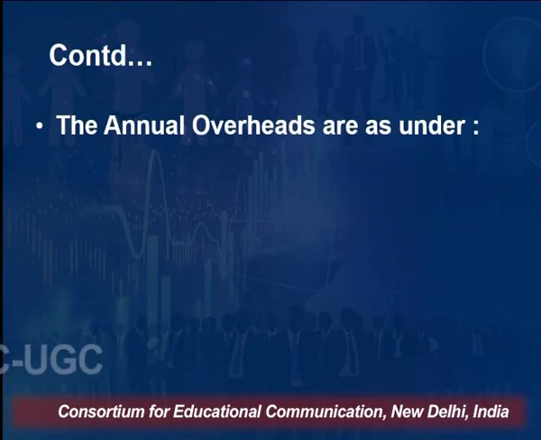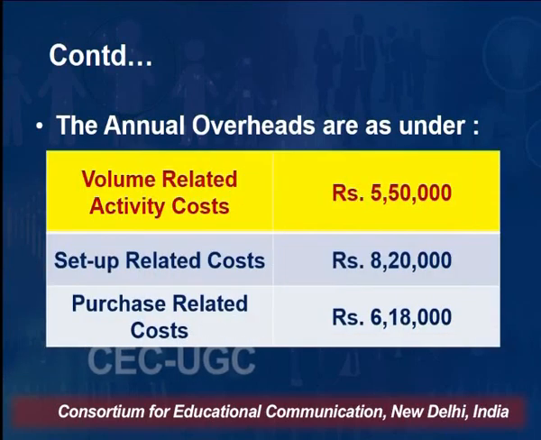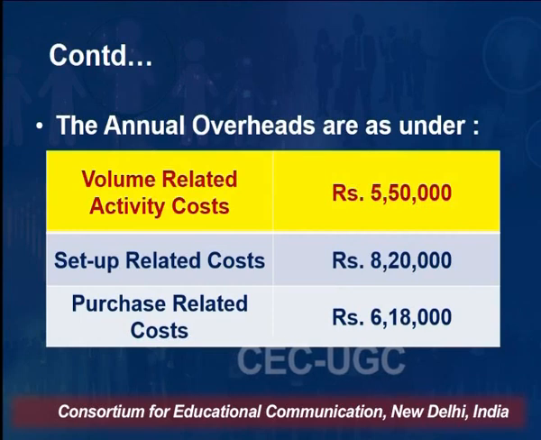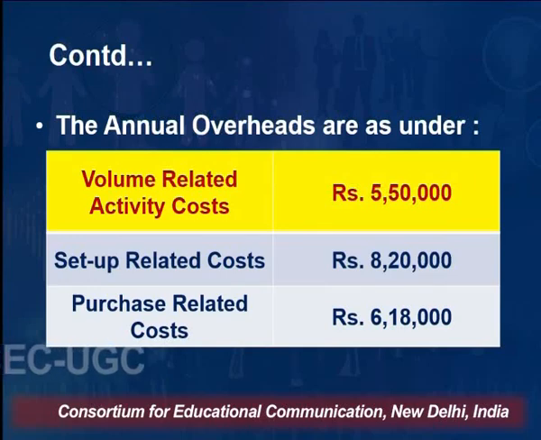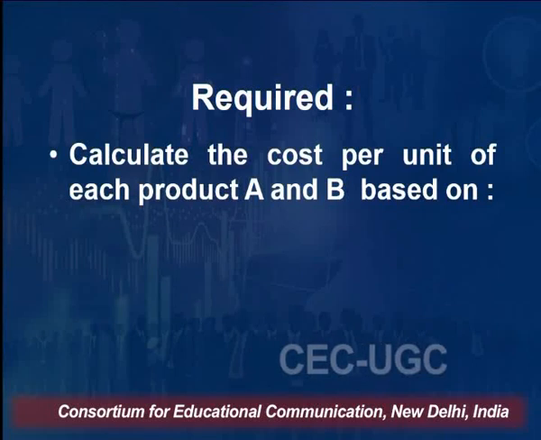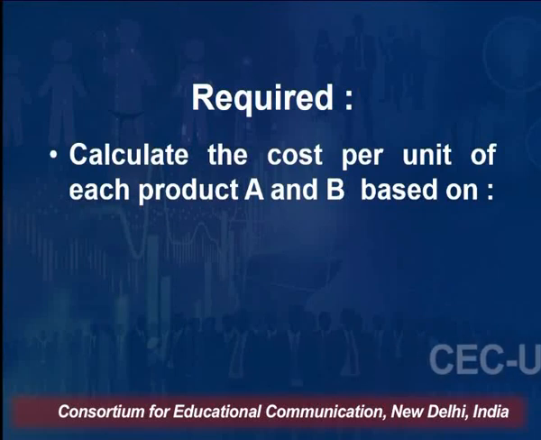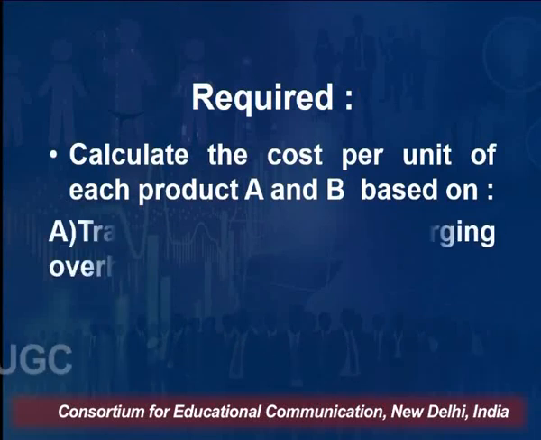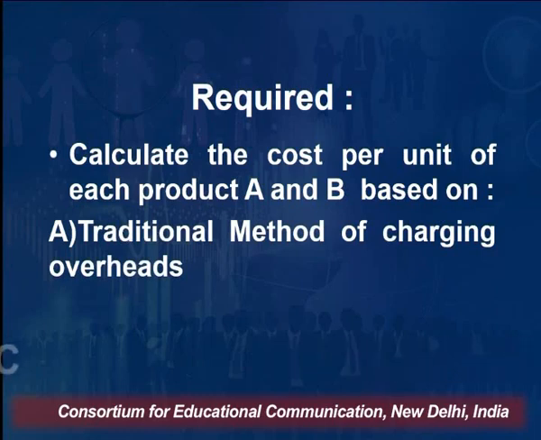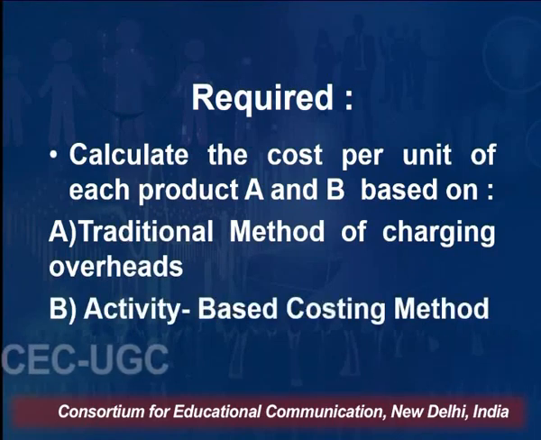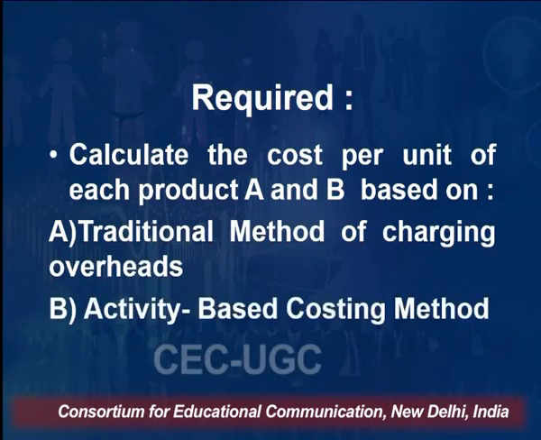Now what is the question asking? The question is providing you annual overheads, which is volume related activity cost of rupees 5,50,000. They have reported setup related cost to be 8,20,000 and purchase related cost to be 6,18,000. What are they expecting from us? We have to calculate the cost per unit of each product A and B based on the traditional method of charging overheads, and another is the activity based costing method. So it will actually help you in understanding the difference between the two.